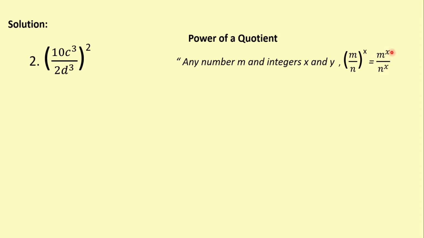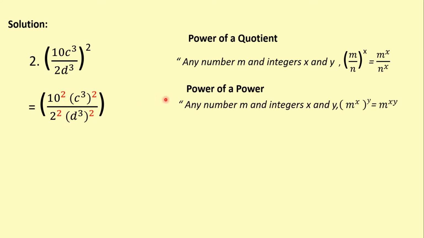So, di-distribute lang natin yung exponent dito sa ating expression. So, ganito na yung magiging itsura nito. 10 to the 2, c cubed to the power of 2, 2 to the power of 2, d cubed to the power of 2. So, dinistribute lang natin itong exponent isa-isa sa kanila. Okay, ganun lang yung power of quotient rule. Then, simplify natin. Gagamit ulit tayo dito ng power of power rule kasi meron tayong c cubed raised to the power of 2. So, power of power siya.